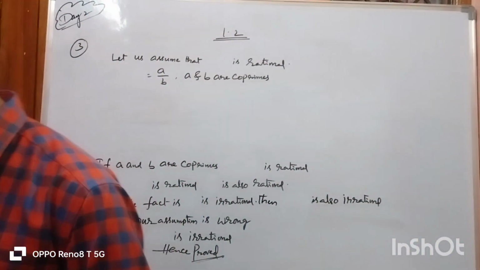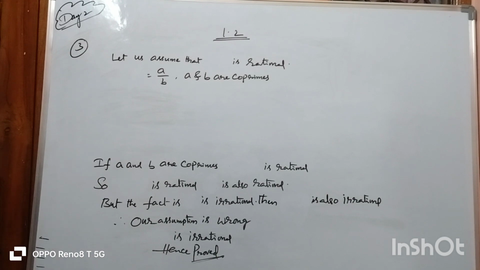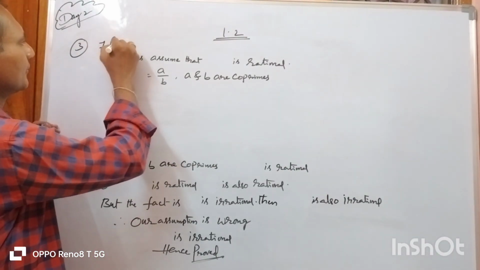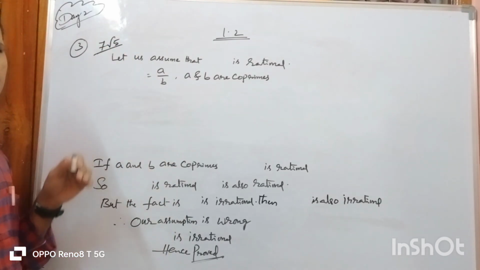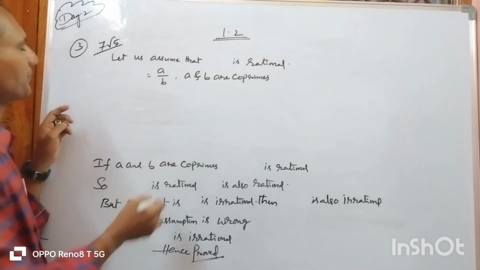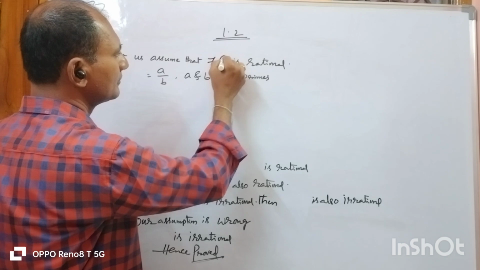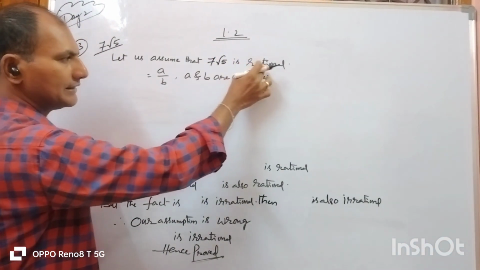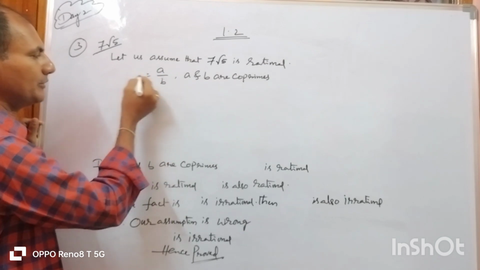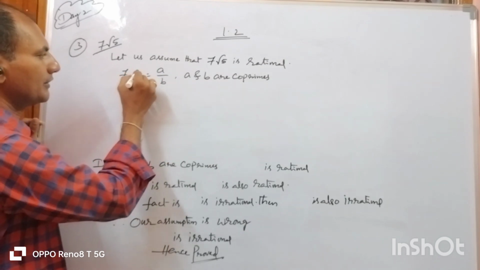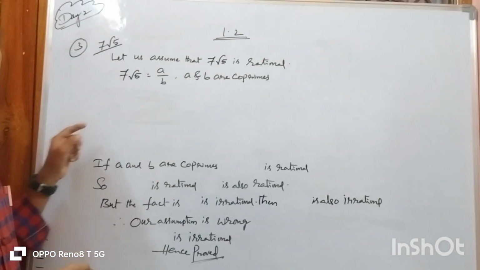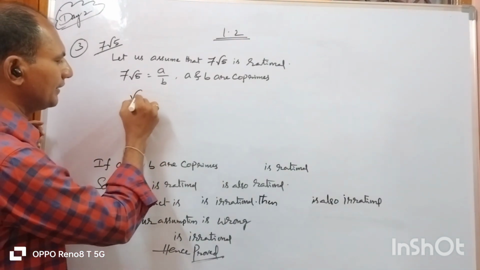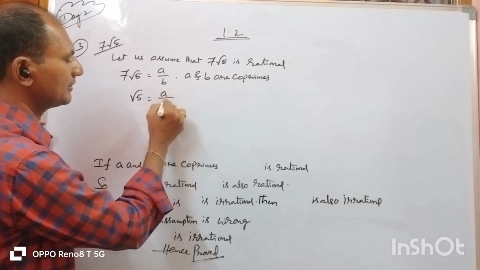Next, the second question in the third one. It is 7 root 5. We have to prove this is irrational. Let us assume that 7 root 5 is rational. Rational means it is in the form of p by q. So 7 root 5 equals a by b, where a and b are coprimes. So root 5 equals a by b.